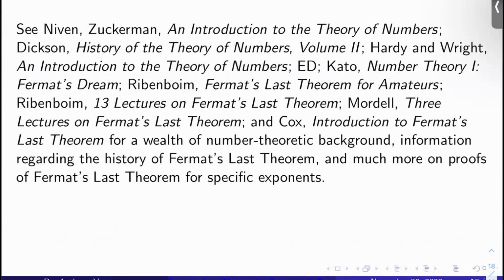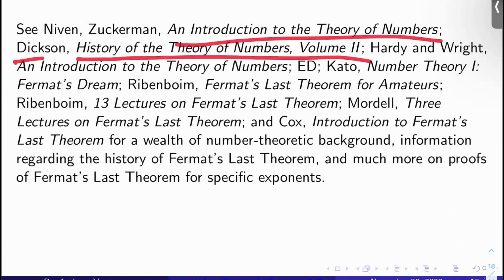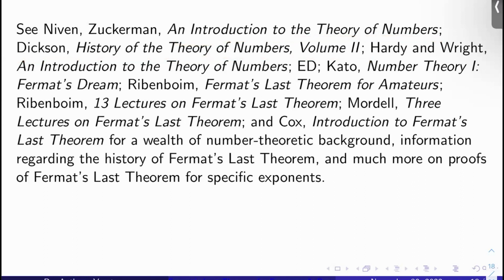For background, for more information about Fermat's last theorem and its history, for much more on proofs of specific exponents, Niven, Zuckerman, Introduction to the Theory of Numbers. You've got Dickson, History of the Theory of Numbers, Volumes 1 and 2. You have Hardy and Wright, An Introduction to the Theory of Numbers. You have Edwards, Fermat's Last Theorem: A Genetic Introduction to Algebraic Number Theory. You have Kato, Number Theory 1, Fermat's Dream, although there's 3 books in that series, I believe. You have Ribenboim, I think that's how you say it, Fermat's Last Theorem for Amateurs, and also 13 Lectures on Fermat's Last Theorem. You have Mordell's 3 Lectures on Fermat's Last Theorem. You have Cox, Introduction to Fermat's Last Theorem, and so many more.